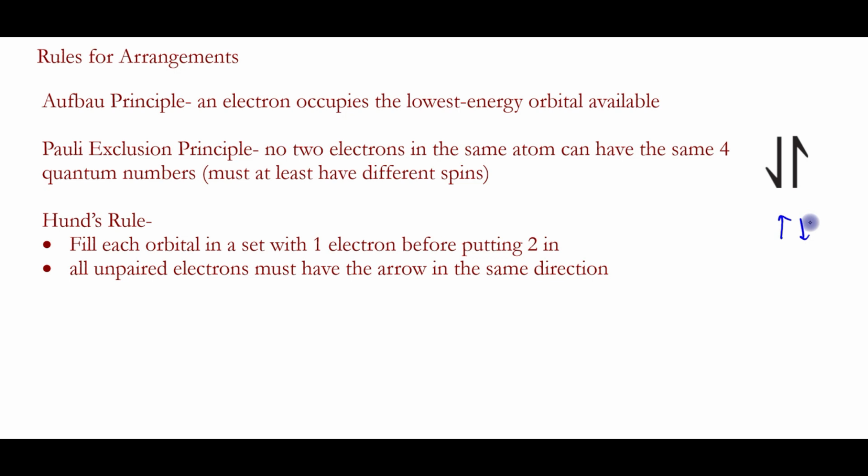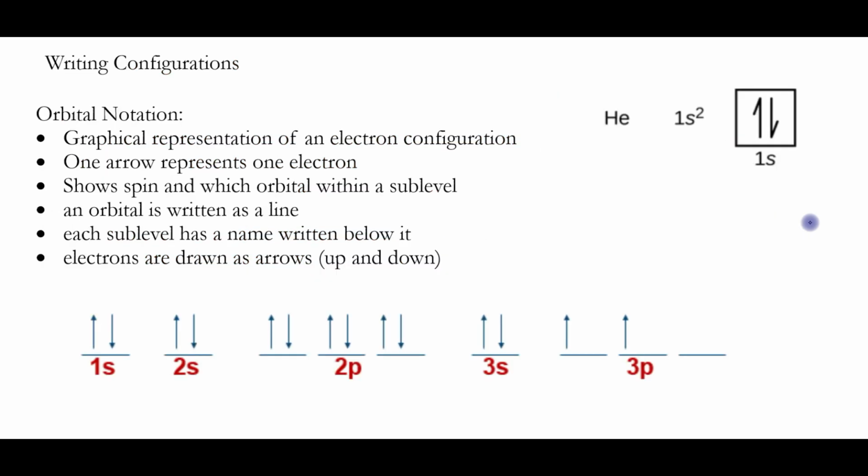Lastly, we have Hund's rule. We have to fill each orbital in a set with 1 electron before putting 2 in, and all unpaired electrons must have the arrow in the same direction. You are going to need to know these to match them up with the names for our test. There are going to be 3 types of configurations, and it's important to read the question to figure out which one it is asking for.